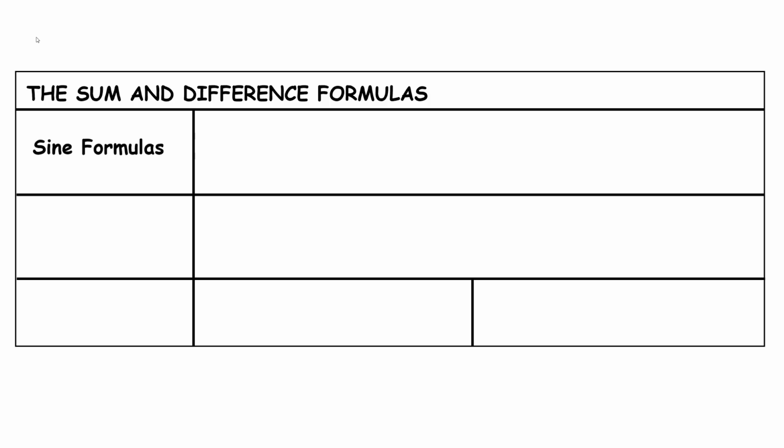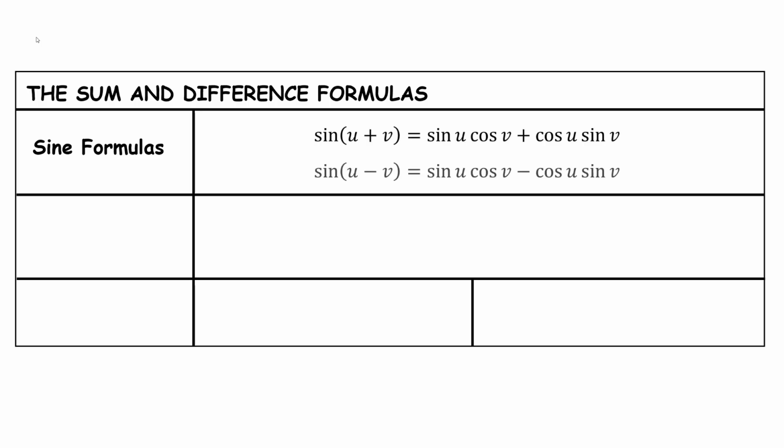I'm going to help you see that there is some amount of organization here. So for the sine formulas, they look like this: sine of u plus v, sine of u minus v. First of all, you will notice that the sum formula for sine is a sum, and the difference formula for sine is a difference. That's one thing you can memorize easily. The other thing is that both of these formulas have sine, cosine, cosine, sine.